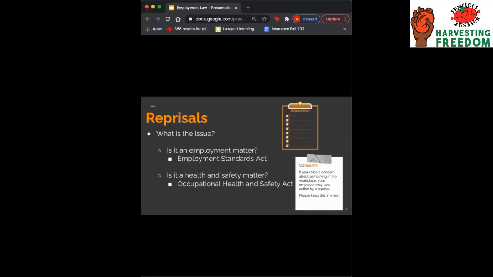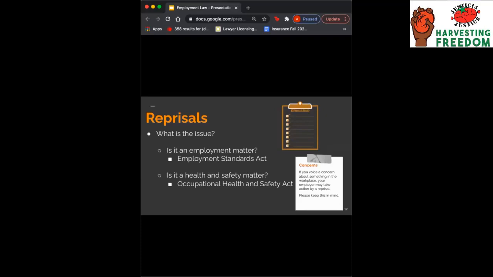So just starting with the Employment Standards Act, Section 74, subsection 1 of the ESA prohibits reprisals. I just want to note a few things. Employers cannot penalize or threaten to do so if an employee asks the employer to comply with the act, asks questions, or files a complaint, if they give information to an employment standards officer, and if they are participating in a proceeding under the act.